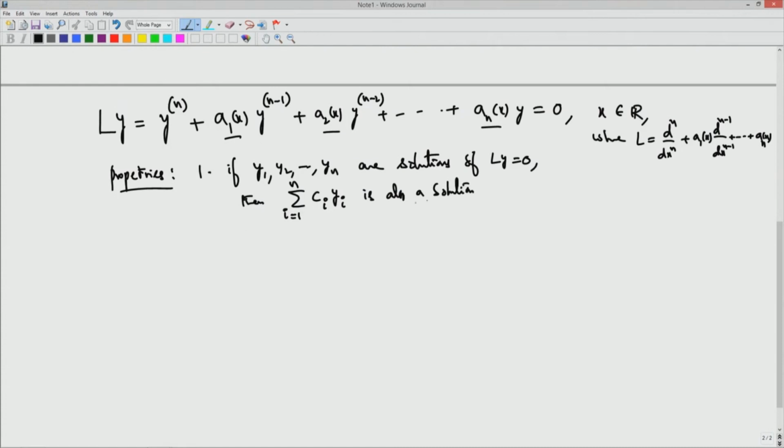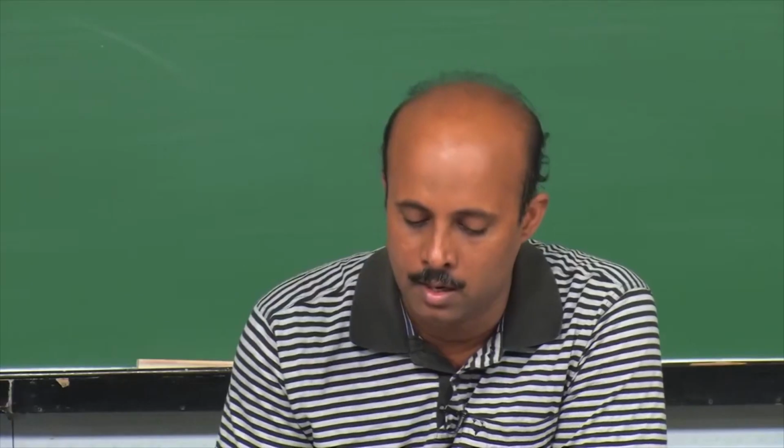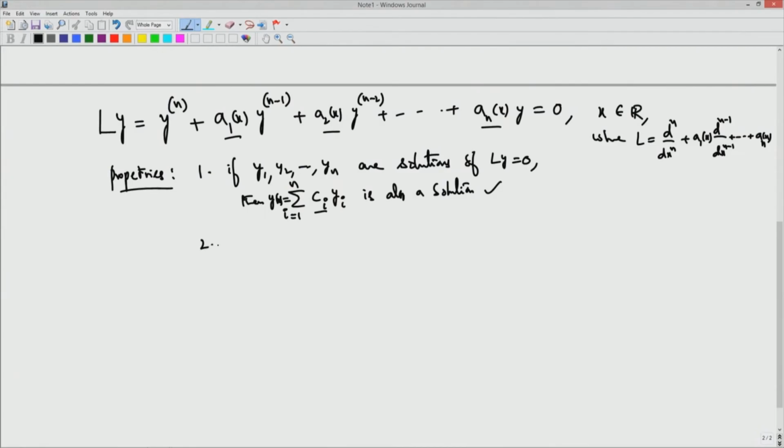You can easily see this just by substituting. How do you do it? You calculate y and its derivatives; because the ci's are constants, the derivatives are nothing but yi derivatives. You substitute into the equation, and you can see that this also satisfies the equation. That is easy to check, as you have seen for the second order. The second one is, let y1, y2, ..., yn be n solutions of Ly equal to 0.